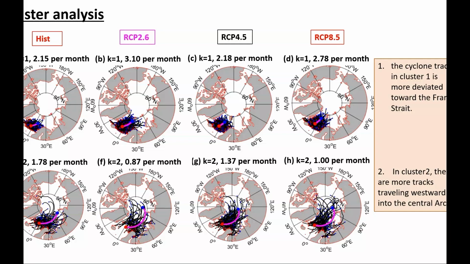By the end of the 21st century and under the warming RCP scenarios, the cyclone tracks in Cluster 1 are more deviated towards the Fram Strait in comparison with the historical climate. In Cluster 2, there are more tracks traveling westward into the Central Arctic. This also accounts for part of the increased summer cyclones over the Central West Arctic.